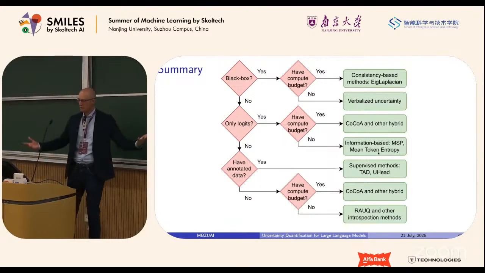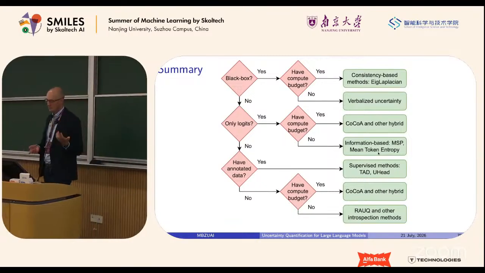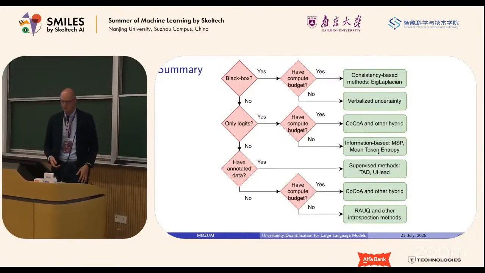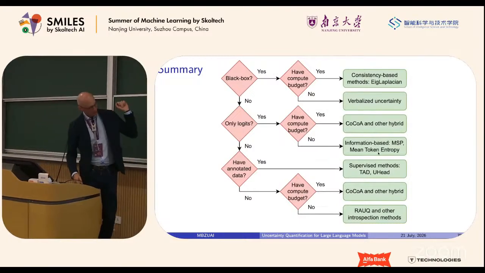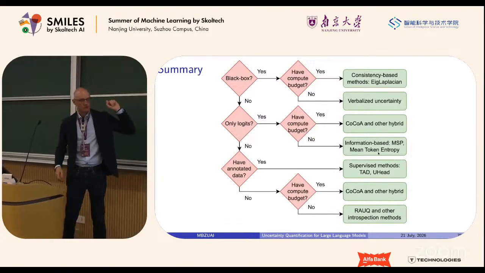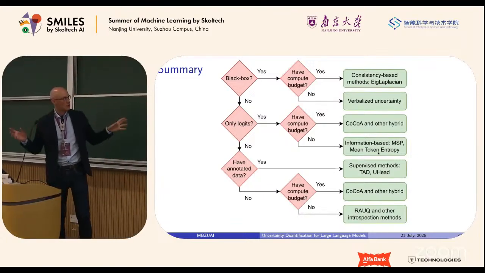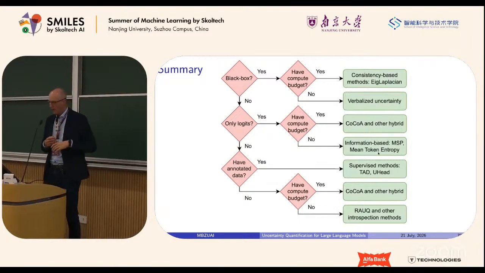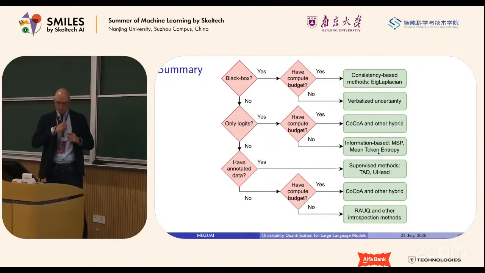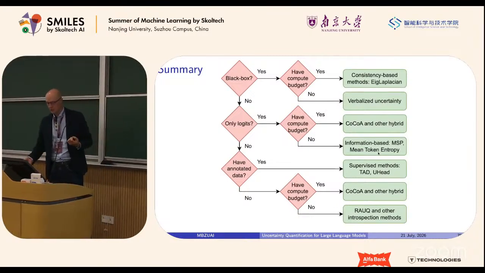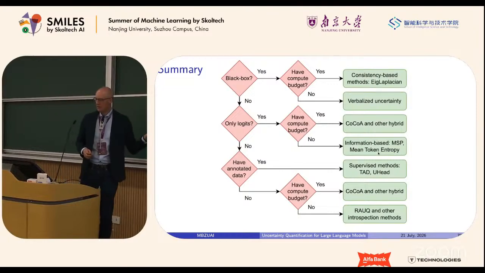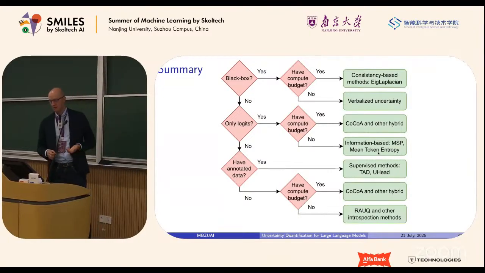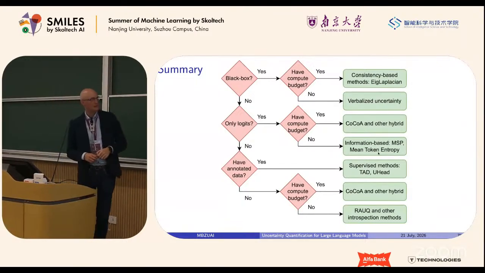So if you have compute budget, then consistency-based techniques are your friends. You can sample multiple generations and analyze how consistent the model is in answering the same question over and over again. If you're not black box, but you have access to some logits, then you can do much more on top of your consistency-based techniques. If you have budget for compute, then you can do some sampling. Or if you're already doing beam search, then you definitely need to go for the COCOA method that we presented at NeurIPS. If you don't have any compute budget, then maybe information-based techniques such as MSP are not bad. They're good baselines. Once again, they're probably better than verbalized uncertainty scores.